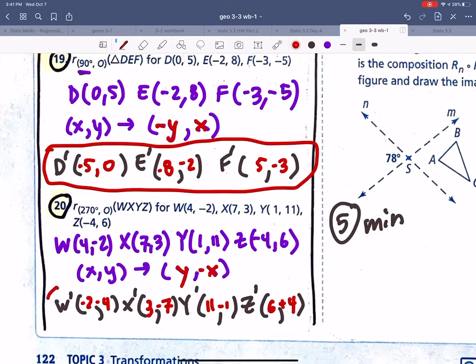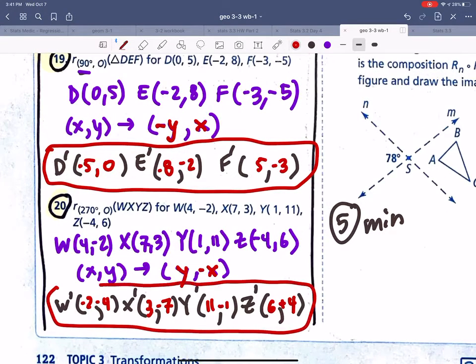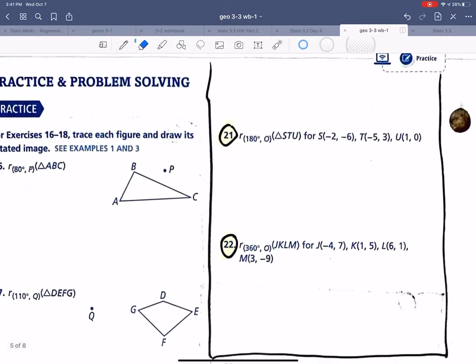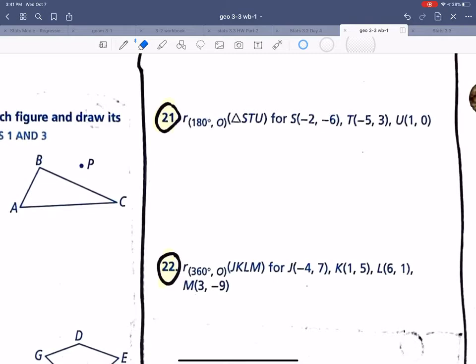So last, I might want to clean it up. So the coordinates: -2, -4, 3, -7, 11, -1 is fine. But I might just write 6, 4 instead of 6, plus 4. Cool.